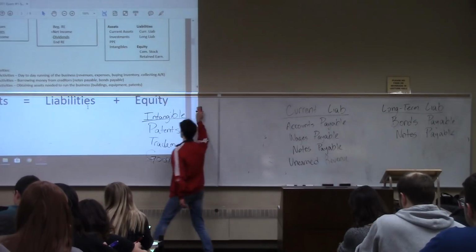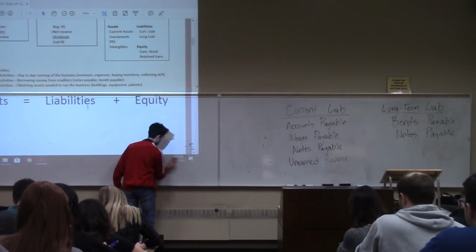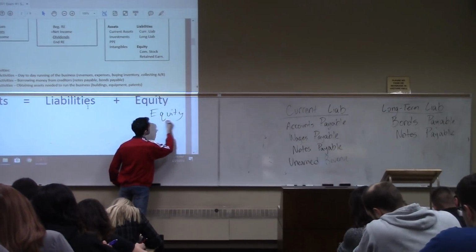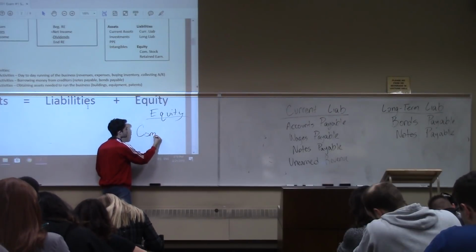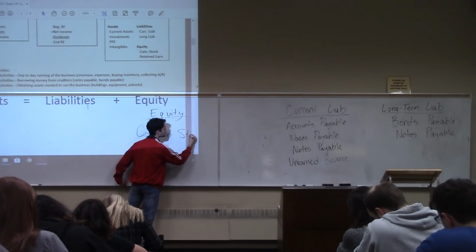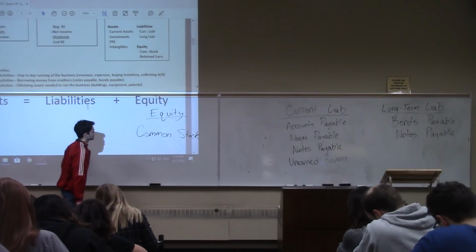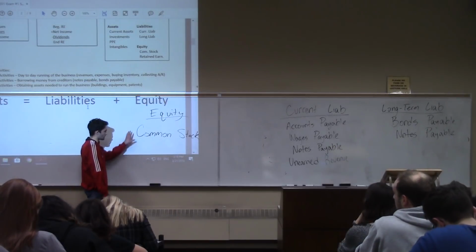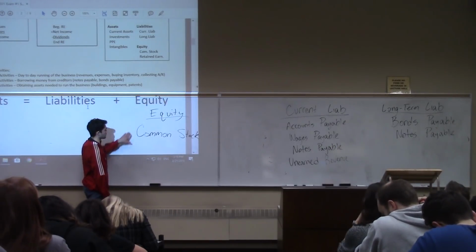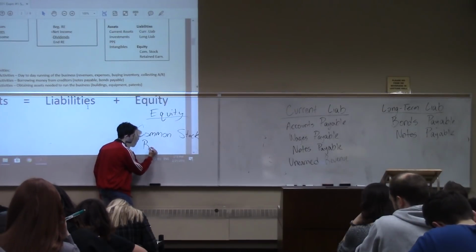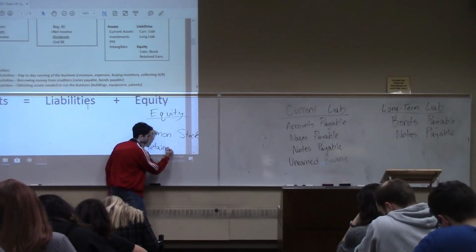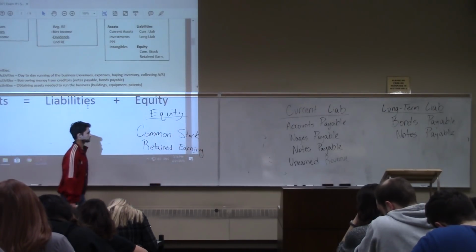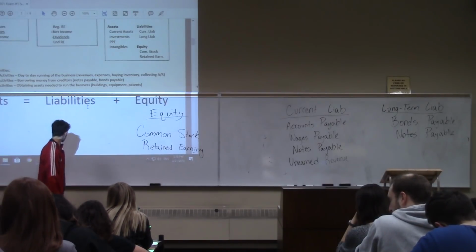And we'll move on to equity. So in equity, all we really know is common stock, which is when the company issues shares of stock, people invest in our company. We've also got retained earnings, which again is just the earnings that the company has retained. Self-explanatory.